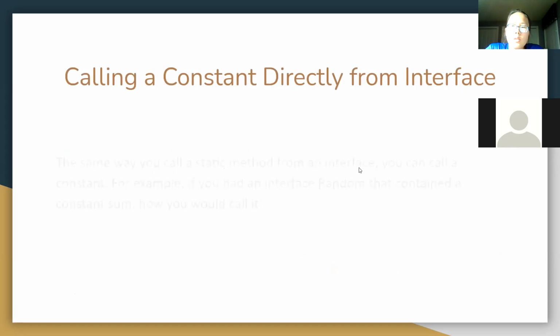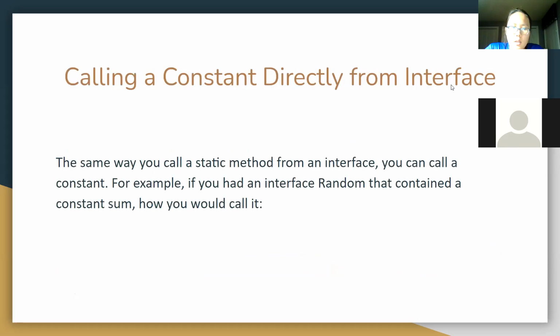For calling a constant directly from an interface, it's the same way you'd call a static method. So for example, if you had a constant named sum in an interface, then you would just use Random, which is the interface name, period, constant name. So in this case, it's Random.sum to call it. And I know I'm going a bit fast, but let me know later if you want me to specify anything a bit clearer.